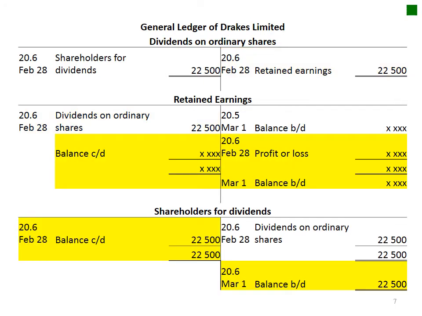Then finally, to finish off this example, to close off your retained earnings account, your profit or loss for the year taken from the profit or loss account would be credited to retained earnings, and then you would take your opening balance plus your profit for the year, subtract your dividends, and that would give you the closing balance on retained earnings. These transactions for retained earnings get shown on the statement of changes in equity. Your shareholders for dividend account at the end of the year has a balance of 22,500 Rand. It's a liability, it's a credit balance.